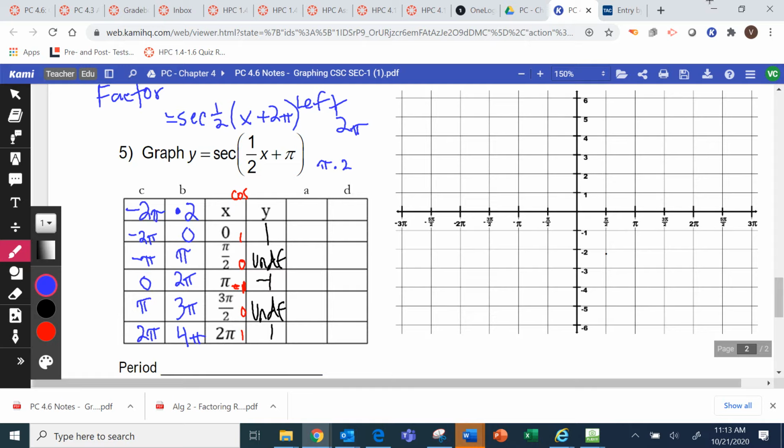And I have nothing going on the y, so I'm ready to find asymptotes and graph them. Looks like I have an asymptote at x equals negative pi.